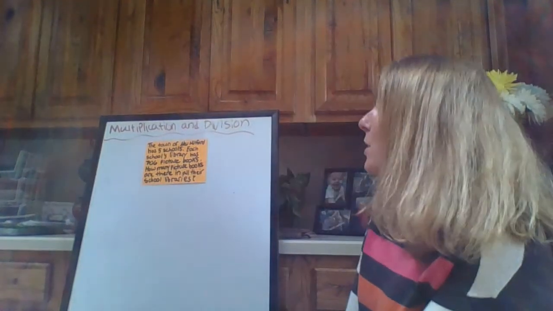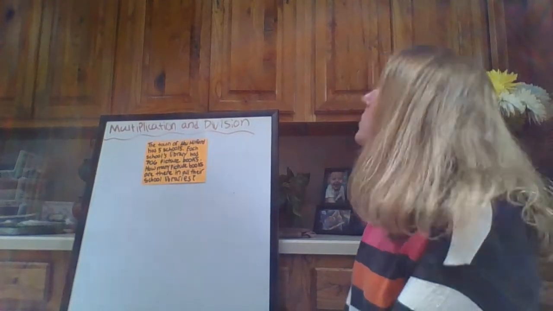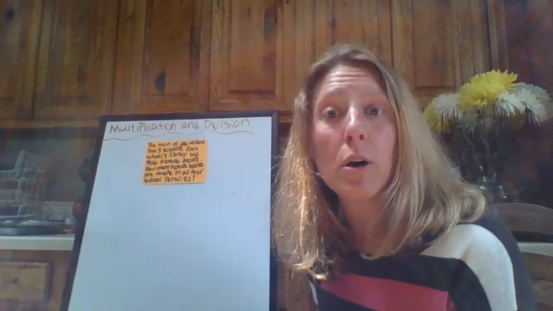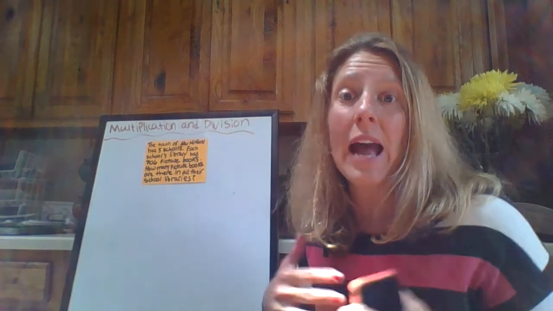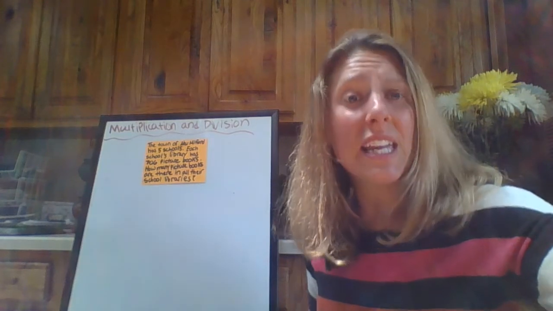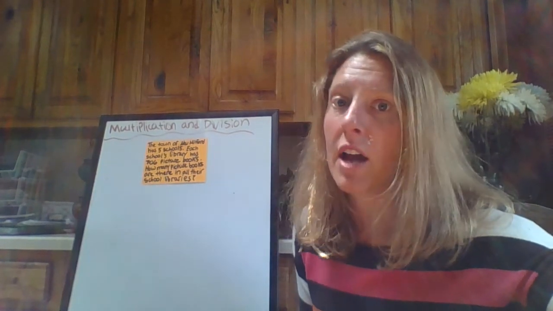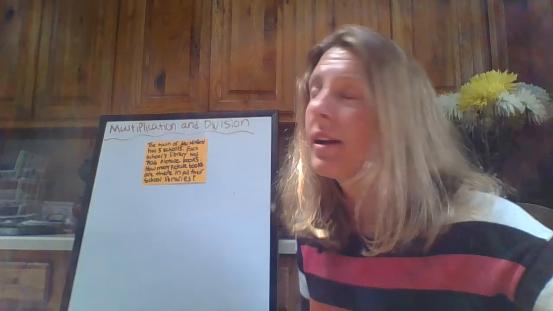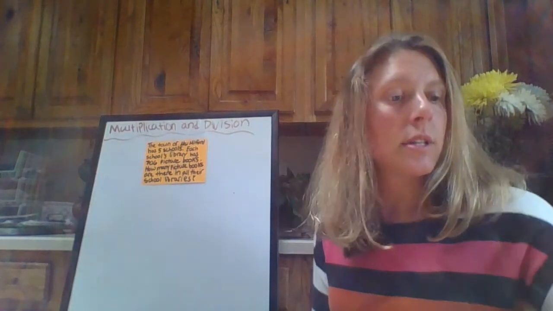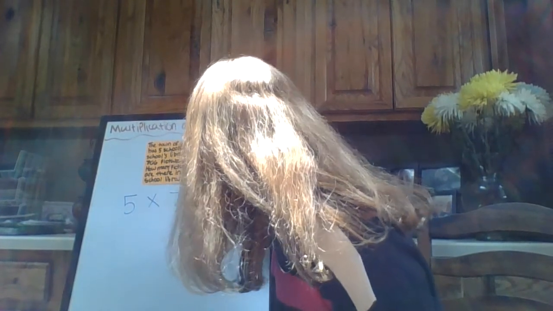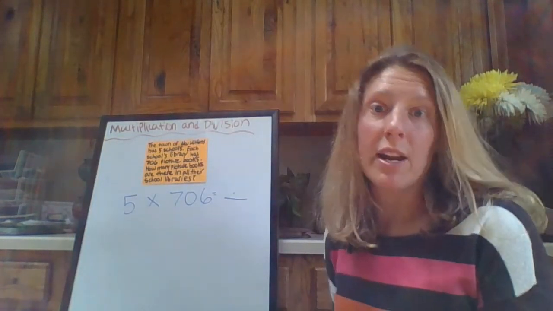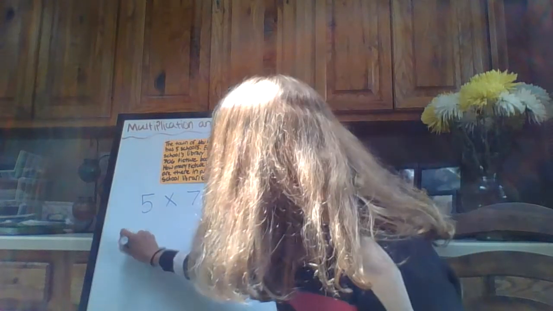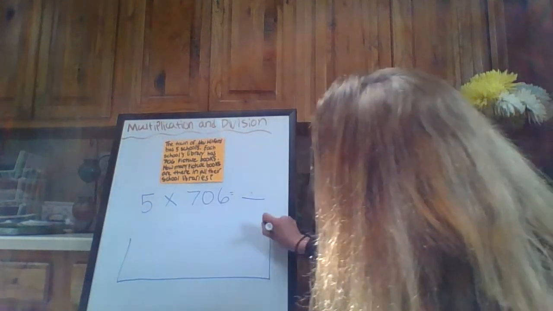How many picture books are there in all their schools' libraries? I know I need to multiply because I have to find out how many there are in all. Each school has 706 picture books, but there are 5 schools, which means I'm going to multiply 5 times 706 equals blank books. So I'm going to use the area model. I'm going to draw my rectangle.